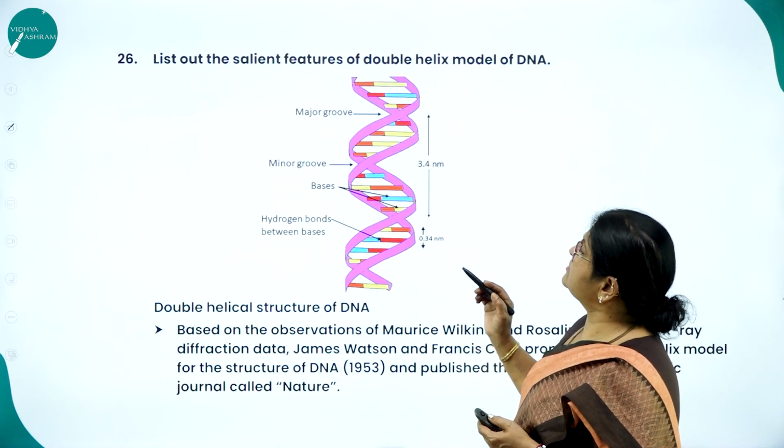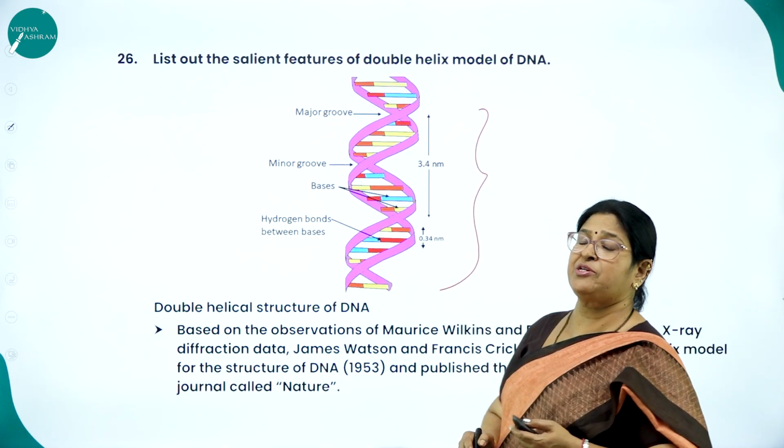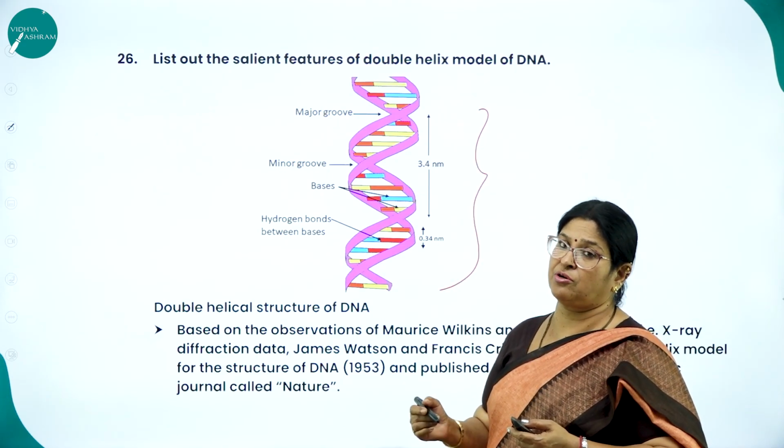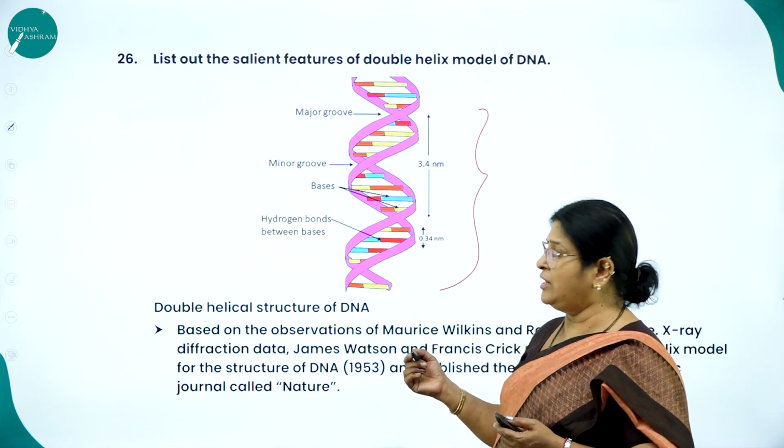26th question, list the salient features of double helix model of DNA. Here you can see the beautiful picture of the double helix model which was put across by Watson and Crick. So it is called the Watson and Crick double helical model.